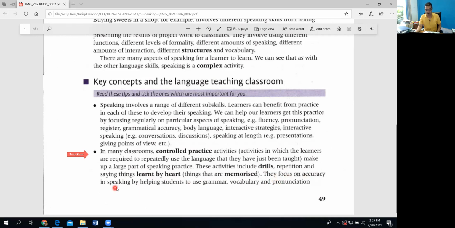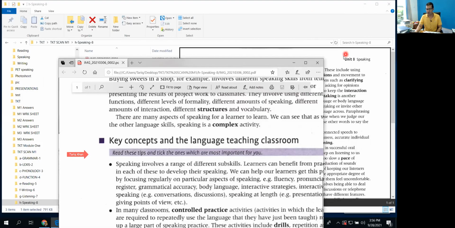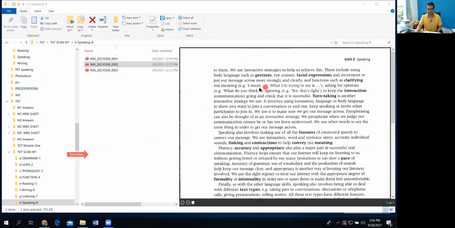They focus on accuracy in speaking by helping students to use grammar, vocabulary and pronunciation. There are different drills: individual drills, choral drills, and combined whole-class drills. Mostly in primary, the teacher says a word and they repeat after, in order to improve their pronunciation. So different drills are done for different reasons. You can check the glossary, where you will find more definitions. Right, let's go ahead to the next page and see what we have there.